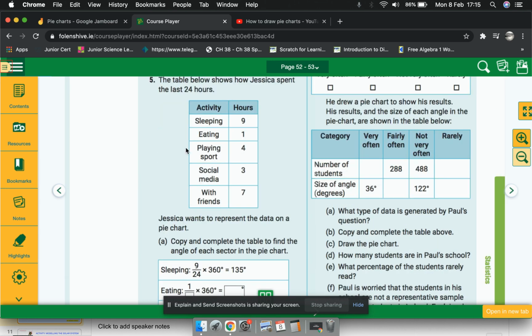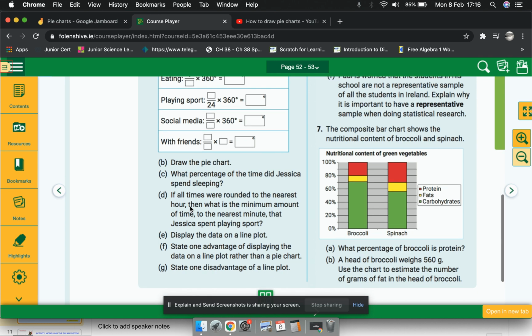Now, what I assume that means here is that maybe she didn't spend exactly 4 hours playing sport, or she didn't spend exactly 1 hour eating. What she did was she might have spent, for example, 3 hours, maybe 50 minutes playing sport, and that was rounded up to four. Or she may have spent, we'll say, 59 minutes eating, or maybe she spent 3 hours and 1 minute on social media. So they're not exactly accounting for the minutes. That's what I think the first line means.